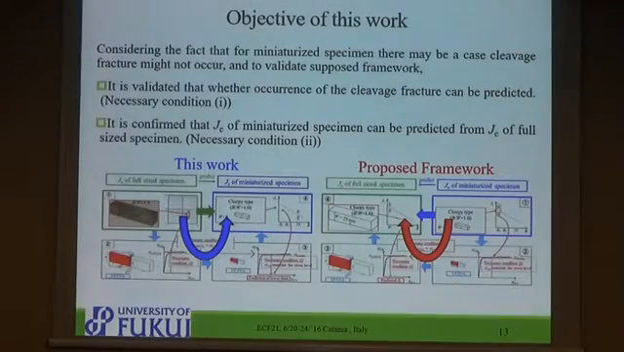In this work, considering the fact that it is likely that cleavage fracture might not occur for a miniaturized specimen, it is validated whether cleavage fracture will occur or not can be predicted from σ22C obtained from the full-sized specimen. And when cleavage fracture occurred, the fact that JC of the miniaturized specimen can be predicted from JC of the full-sized specimen is confirmed to validate the proposed framework.